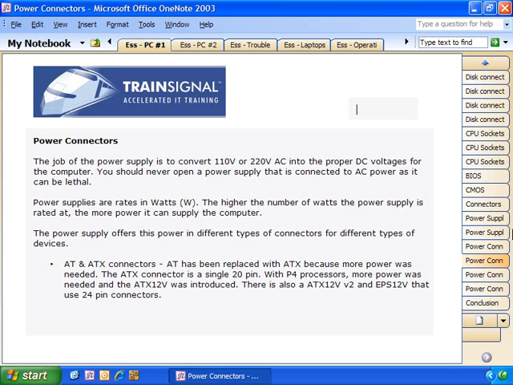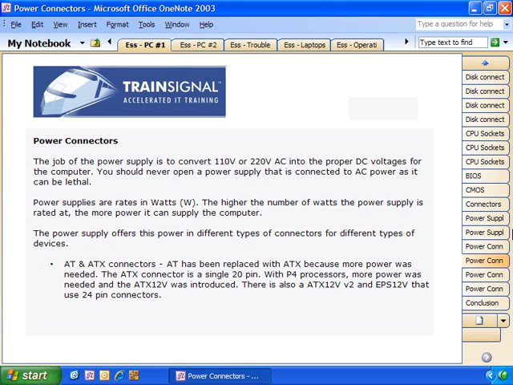You should never open a power supply that's connected to AC power, as it can be lethal. Yes, as in kill you by electrocution. So never open a power supply that's connected to AC power. And with the cost of power supplies today being so low, I would recommend never even opening a power supply. If it doesn't work, get rid of it, recycle it, and buy a new one.